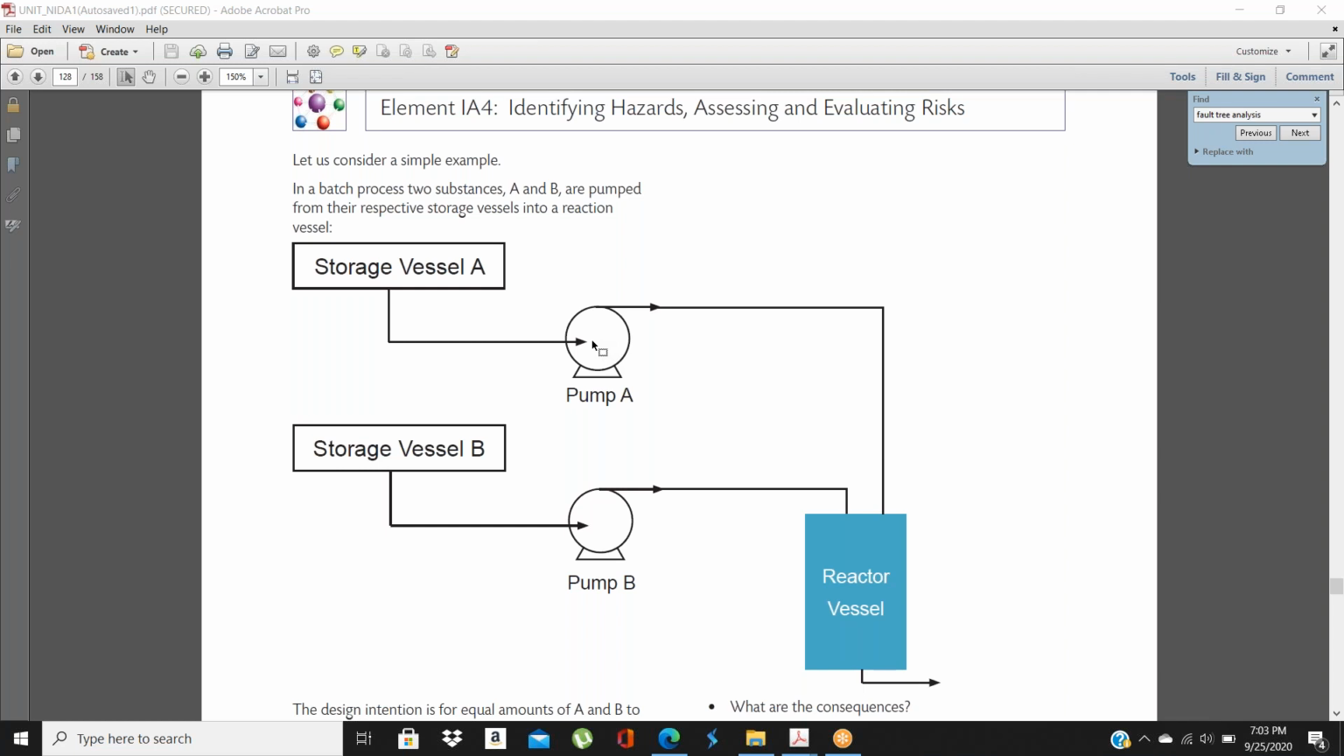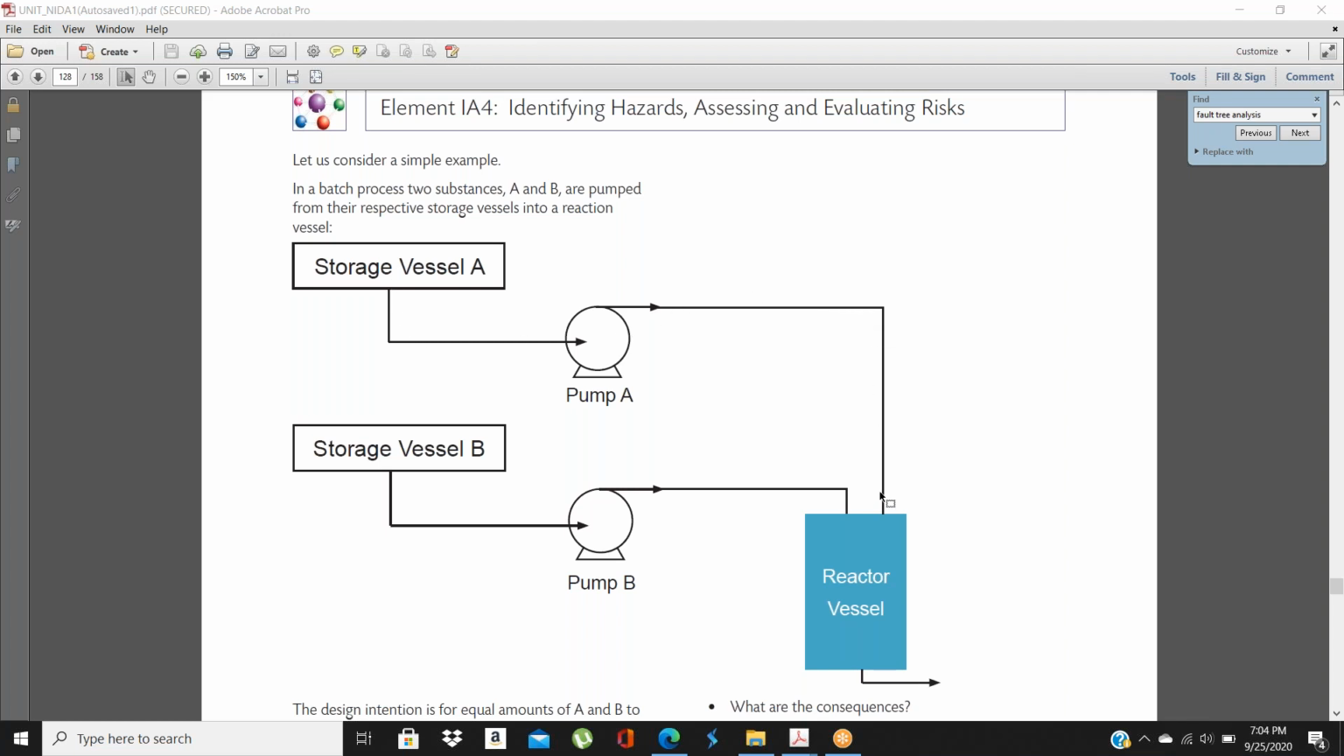Second reason, maybe someone did not switch on the pump. Either the pump is damaged or someone did not switch on the pump. Maybe this line is choked. And maybe the storage vessel does not have the fluid, water or other chemical. So these are the reasons for the no flow.